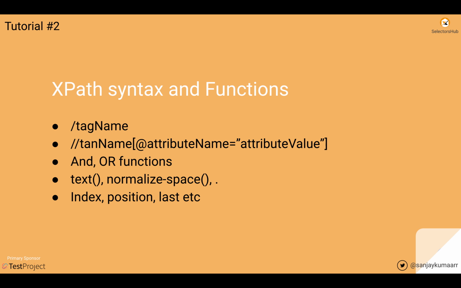There are other good functions like text, normalize-space, dot. All the uses of these functions we will see. Then index, we can use the index, position, last, and there are many functions to write the XPath. And all these functions are really useful when we have to write robust and unique XPath.